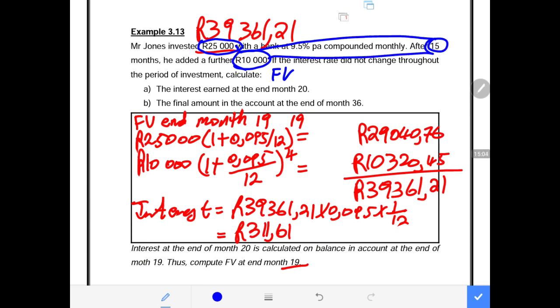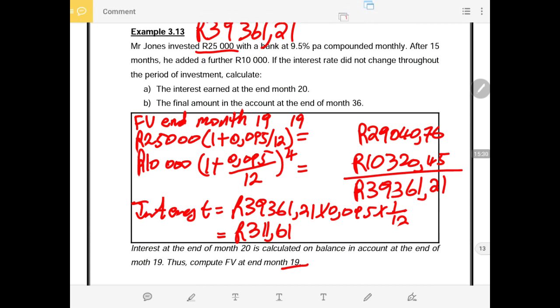When an additional amount, which is 10,000, was invested, we can say future value of 25,000 at end of month 15. Then when we get that future value, we add it to 10,000. Then we calculate the future value for the two amounts. So that is another way, but I think there are scenarios of that nature when we deal with annuities. I don't want to go into details on that now, but be prepared for that different dimension also when you see it in the memorandum.